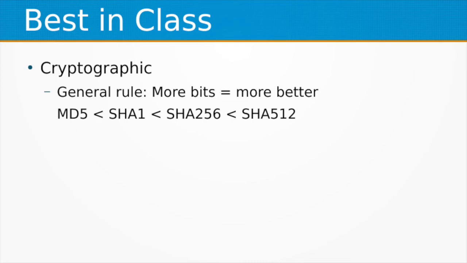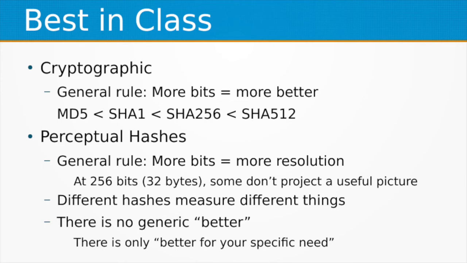Longer hashes typically take more computation time, need more storage space, and are not human readable. With perceptual hashes, the general rule is that more bits provide more resolution. Depending on what you're comparing, you may not want a high-resolution hash. In addition, different hashes measure different things. Depending on the media you are indexing, you may prefer gradients over colors, or frequencies instead of gradients. In general, there is no generic better. There's only better for your specific needs.